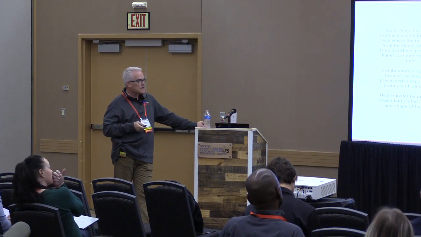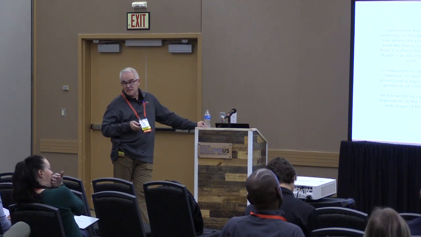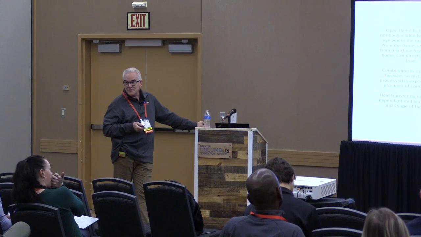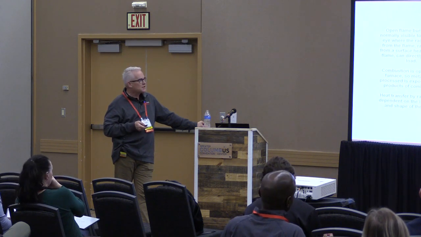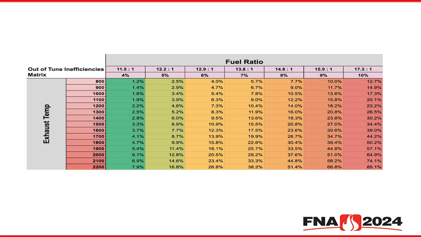Heat transfer by radiation is dependent on the luminosity. I've been practicing saying that for a week. I got it right. Luminosity, I think that's right, and the shape of the flame. So an out-of-tune inefficiency table, and this is generated by some equations that the Department of Energy provides. You could make one of these yourself, or we could provide one. But again, if you look at 5% excess oxygen, which in a lot of places we go is considered pretty good, and it's not bad, a little over 12 to 1 air to fuel.